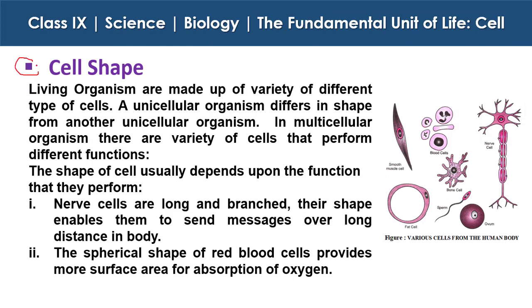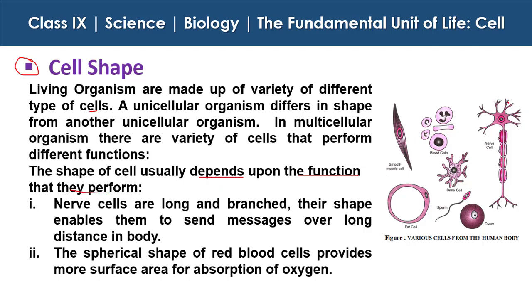Next is cell shape. Living organisms are made up of a variety of different types of cells. A unicellular organism differs in shape from another unicellular organism. Thus, we can say that an amoeba is different from a yeast. In multicellular organisms, there are a variety of cells that perform different functions. The shape of a cell usually depends upon the function that it performs.